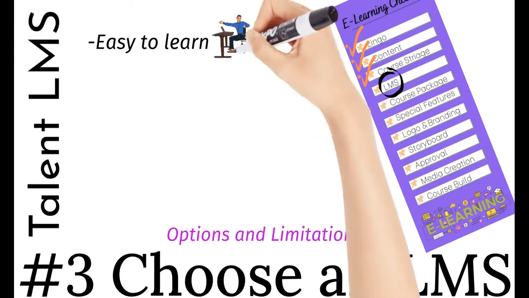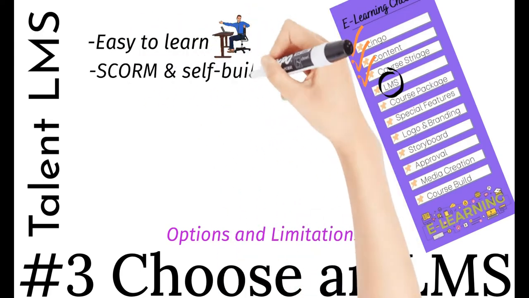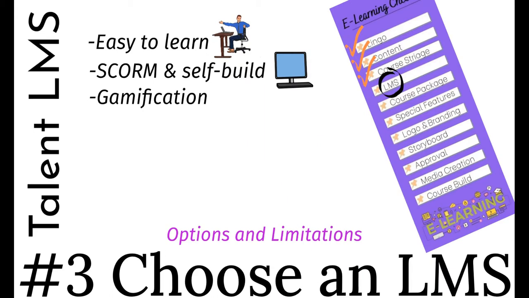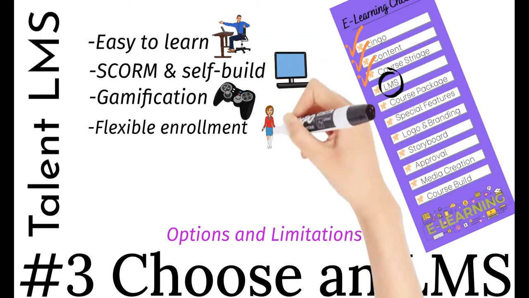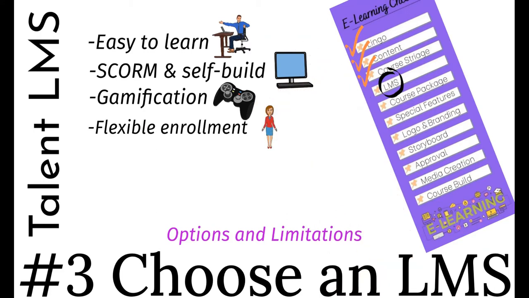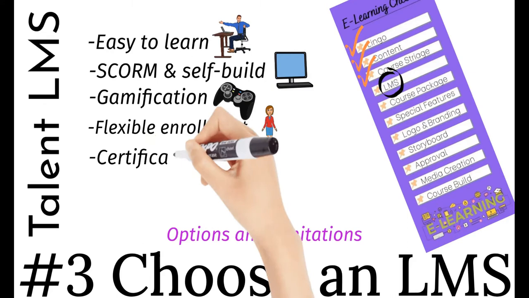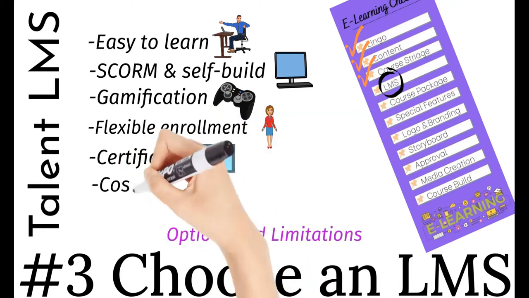Number 2, it accepts SCORM files and allows self-builds. It's fully gamified with options for points, badges, and a leaderboard. It allows bulk enrollment by you, the administrator, or Talent will collect payments and enroll users for you. It issues a certificate. Finally, their cost is the best part of all.